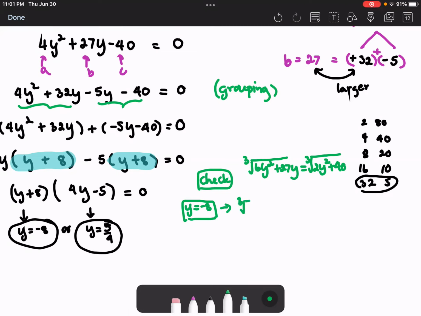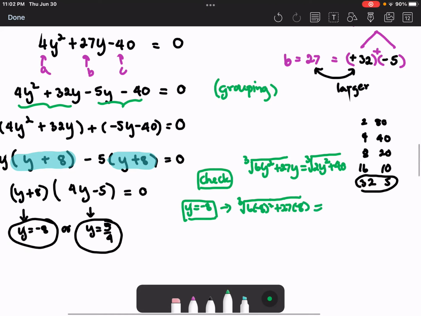The left hand side, the cube root of 6 times negative 8 squared plus 27 times negative 8. Is that the same as the cube root of 2 times negative 8 squared plus 40? So let's work on the numbers. So 6 times negative 8 squared. Negative 8 squared is 64. 64 times 6, that is 384.